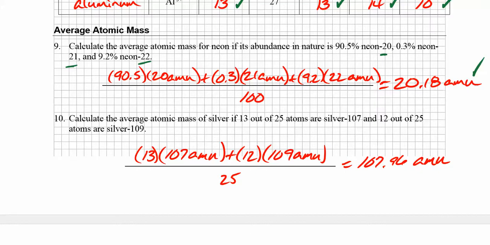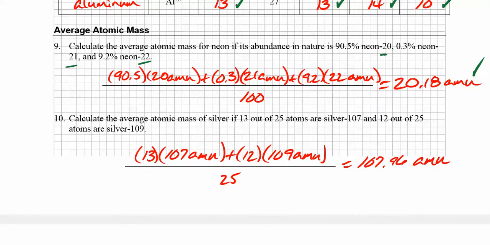Let's look at number 10. Calculate the average atomic mass of silver if 13 out of 25 silver atoms are silver-107 and 12 out of the 25 atoms are silver-109. Well, if that is the case, then these are in effect percentages. 13 divided by 25 and 12 divided by 25 are percentages.